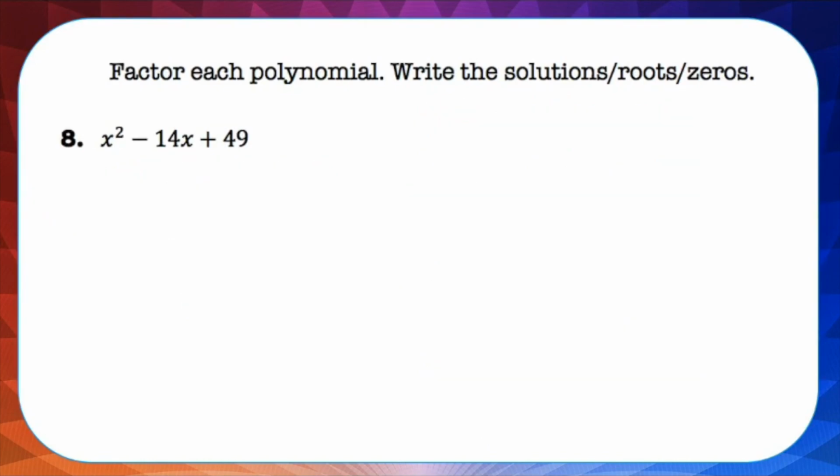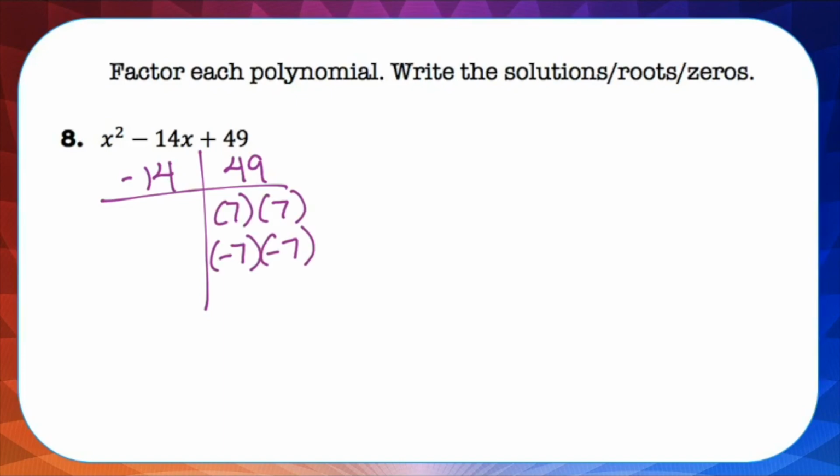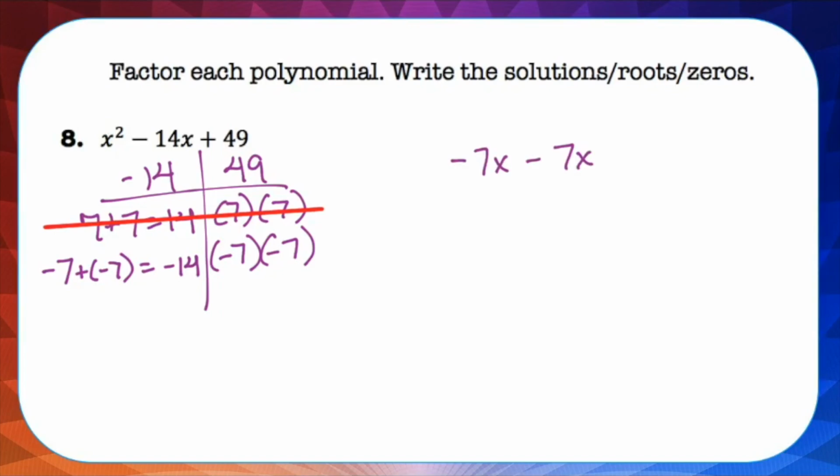All right, so for number 8, same thing, t-chart. So it has to add to be negative 14 and multiply to a times c, which is 1 times positive 49, so that's 49. And we have two different ways to get to 49, either 7 times 7 or negative 7 times negative 7. And remember, we're trying to get to negative 14 when we add them, so 7 plus 7 would be positive 14, so that doesn't work. But negative 7 plus negative 7 gives us that negative 14. So we're going to split apart the negative 14x into negative 7x and negative 7x.